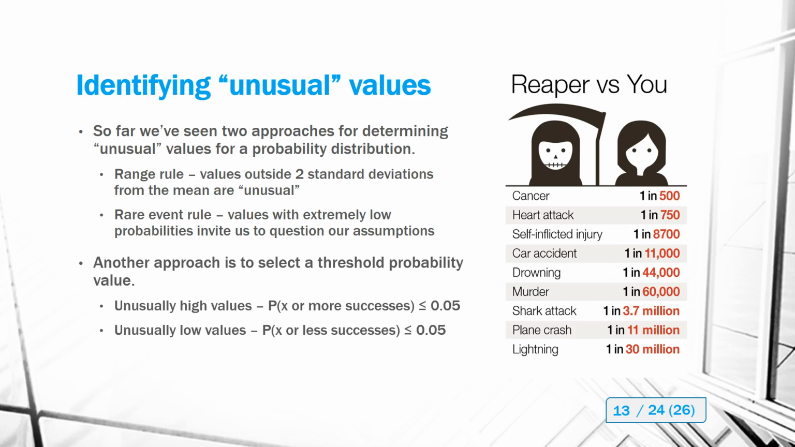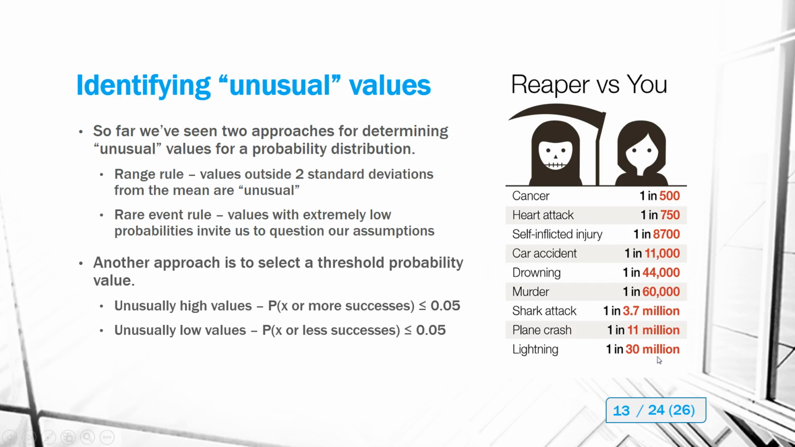The example that you see here in the graphic on the right: the Reaper versus you. So, ladies and gentlemen, welcome to the main event. In this corner, dressed in black garb, the undeniable, undefeated champion, the Grim Reaper. And in this corner, you. So, let's get ready to rumble! We look here at the probabilities of all these different ways that people could die.